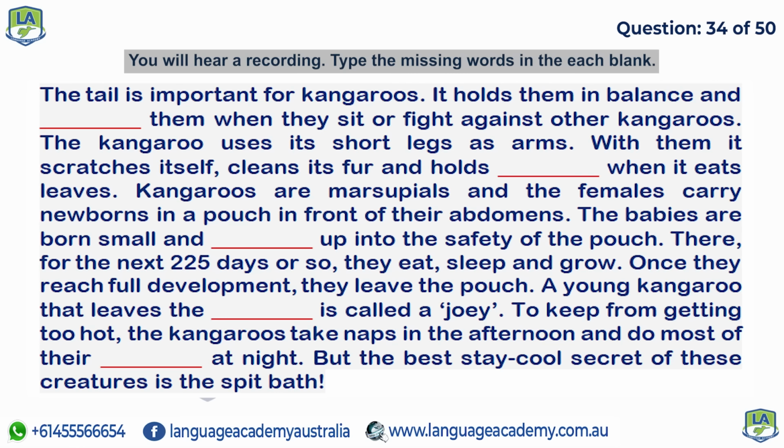Kangaroos are marsupials and the females carry newborns in a pouch in front of their abdomens. The babies are born small and climb up into the safety of the pouch. There, for the next 225 days or so, they eat, sleep and grow. Once they reach full development, they leave the pouch. A young kangaroo that leaves the pouch is called a joey.